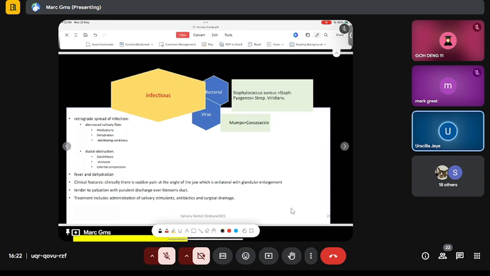Okay, if it's infectious, it's either bacterial or viral. Bacterial would be Staphylococcus aureus or Streptococcus pyogenes, and then Streptococcus viridans. Staphylococcus is the most common, and in viruses, mumps is the most common. But usually with viral mumps you get bilateral involvement. Very rarely do you get unilateral.